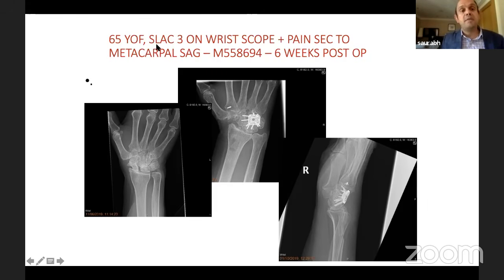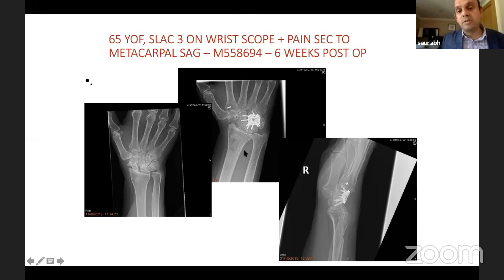So yeah, 65-year-old female, SLAC 3 again on wrist scope. I have shown you the wrist scopy pictures before. So we know it's a SLAC 3 wrist. And there was another problem here. If you see, there's no trapezium. She had a trapeziectomy 8 to 10 years back. So the thumb has completely sagged. It's now hitting the trapezoid and the scaphoid.